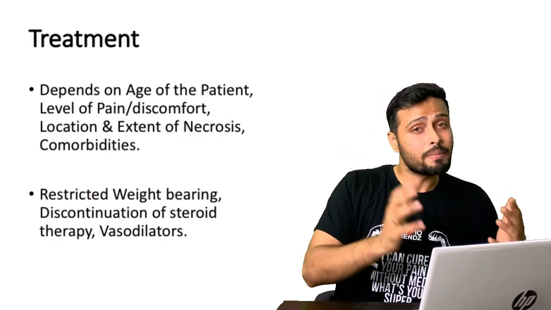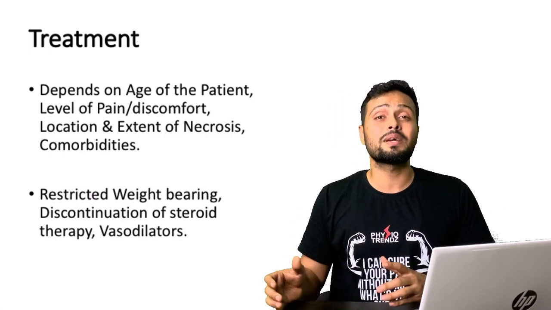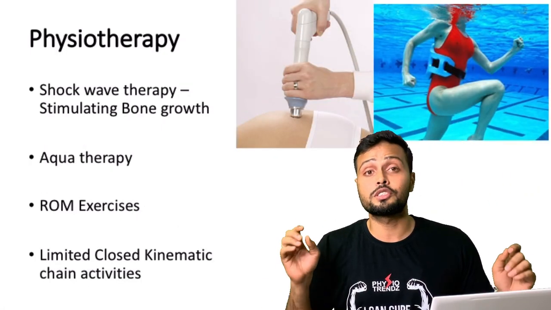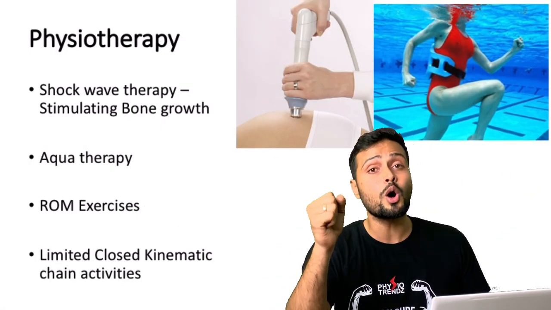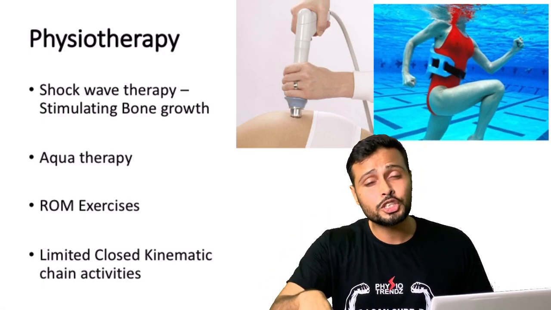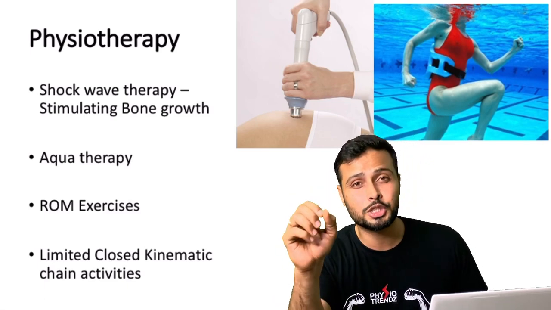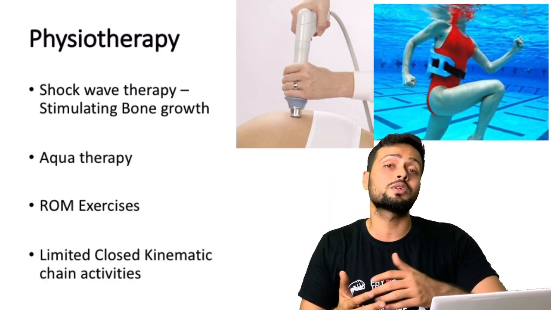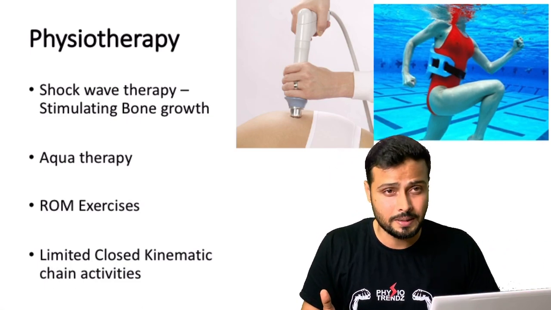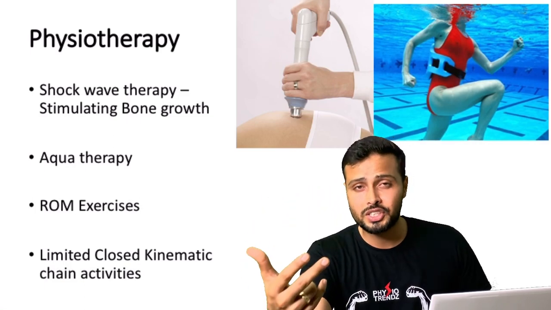Alright, now let's get back to the treatment part of avascular necrosis. We can also give physiotherapy. As I told you, this is a very important part of the treatment in avascular necrosis of the hip. Here we can give shock wave therapy for stimulating bone growth, but remember, this shock wave is useful only if it is given in stage 1 or stage 2. Later on, if you give it, you might also damage the bone, so it is not advisable after stage 2. Also, we can give aqua therapy, which is very beneficial up to stage 3.